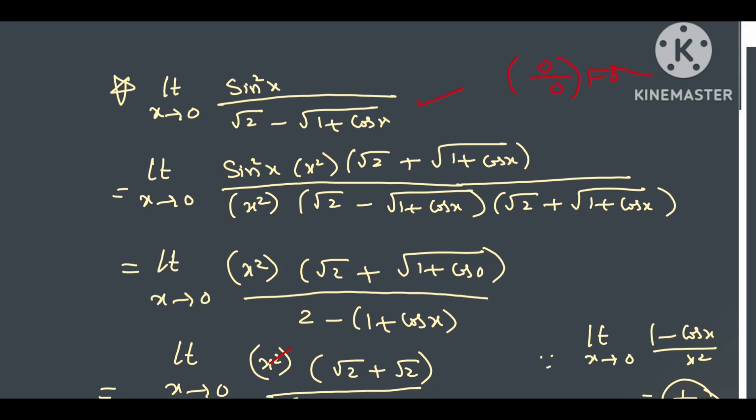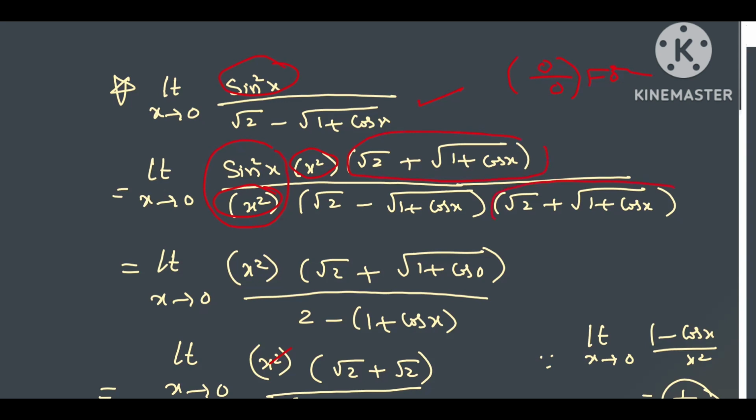So limit x tends to 0, sin square x, here divide and multiply by x square. Why? Because sin square x by x square value is 1. Here, what is the denominator value? Root 2 minus root under 1 plus cos x. Here, we should divide and multiply by root 2 plus root under 1 plus cos x.